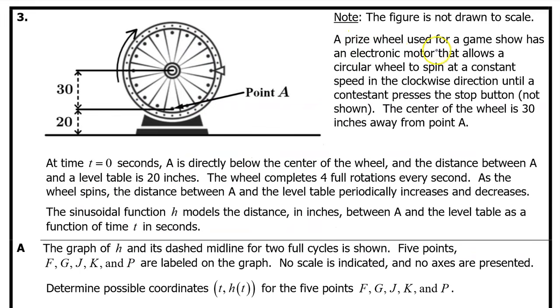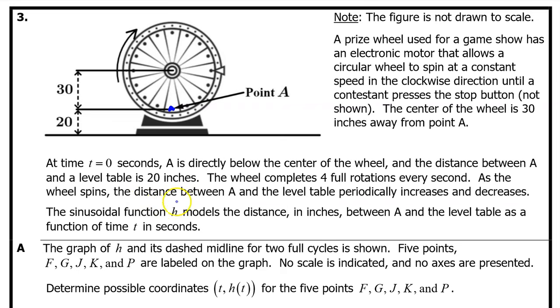A prize wheel used for a game show has an electronic motor that allows a circular wheel to spin at a constant speed in the clockwise direction until a contestant presses the stop button, which is not shown. The center of the wheel is 30 inches away from point A. This is point A. At time t equals 0, A is directly below the center of the wheel, and the distance between A and a level table is 20 inches. The wheel completes 4 full rotations every second.